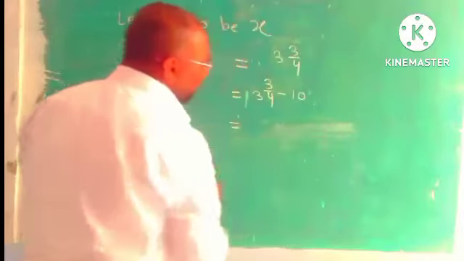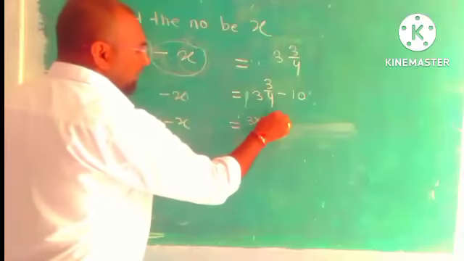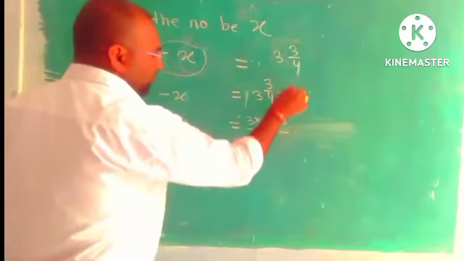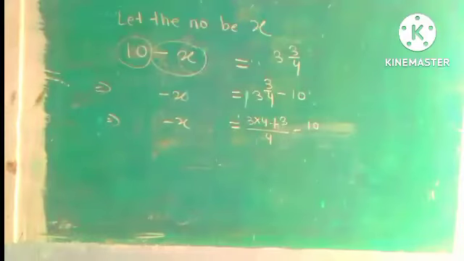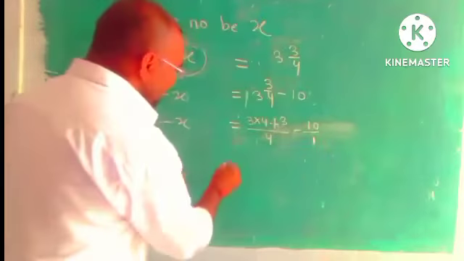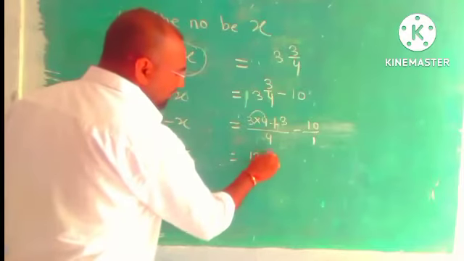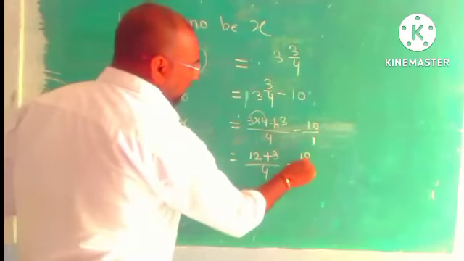So let's apply the same formula. What's the whole number? 3. So 3 will be multiplied by 4. Then plus or minus? Plus. What's the numerator? 3 divided by 4, minus 10. I have already told you, if there is no denominator, what can we suppose? 1. So 10 has no denominator, so we can suppose 1 here. The next step, minus x. 4 threes are 12 plus 3 divided by 4. Then 10 divided by 1.